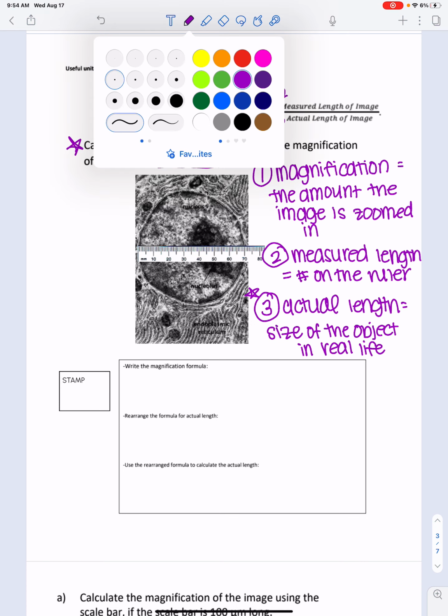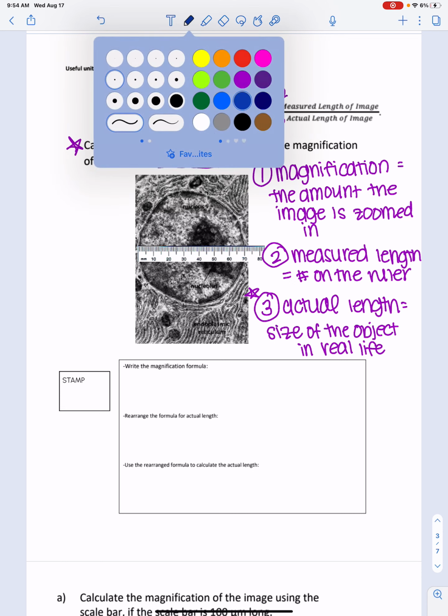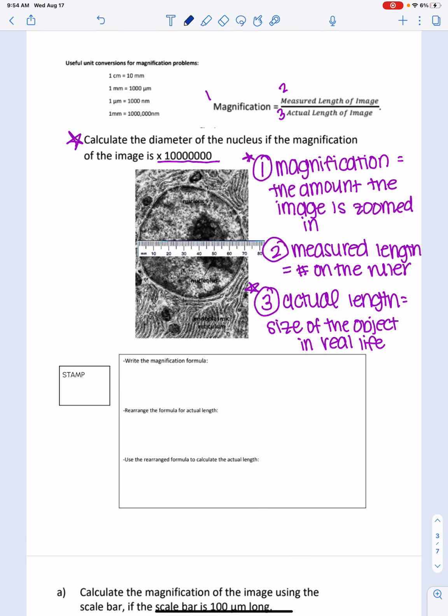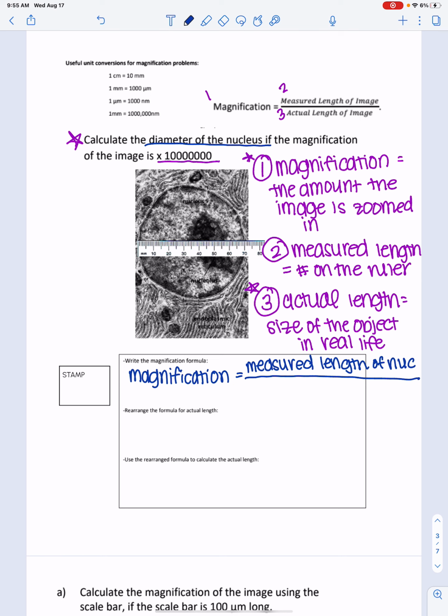So this first question is pretty easy. Pretty much everything is given to you that you need. The first thing it's asking us to do is write down the magnification formula. So our magnification formula is magnification equals our measured length on the ruler. The object that we're measuring here in this example is the diameter of the nucleus. So measured length of nucleus, I'm going to use nuke for short, divided by the actual length.